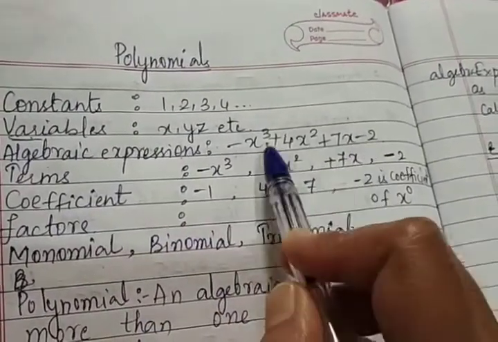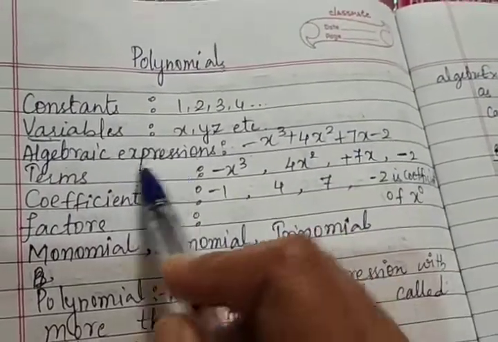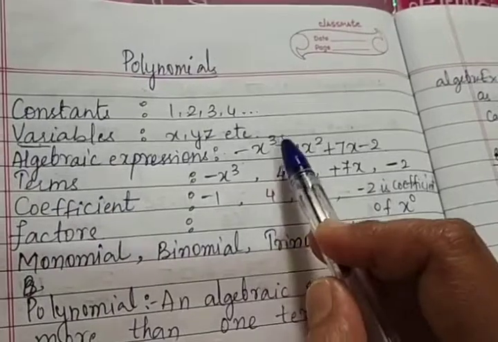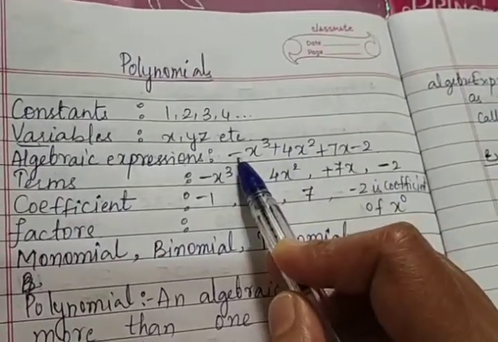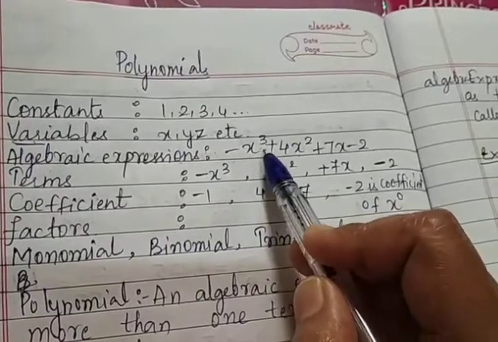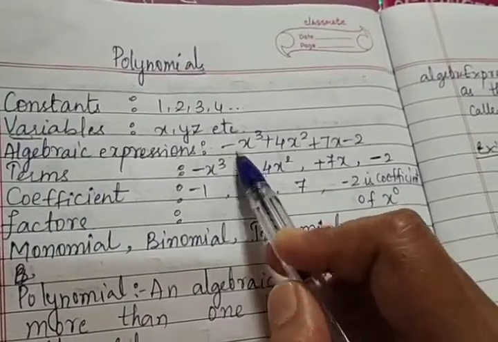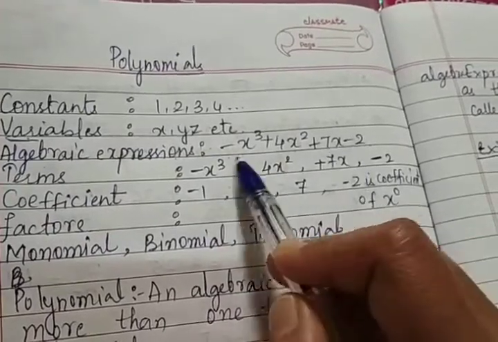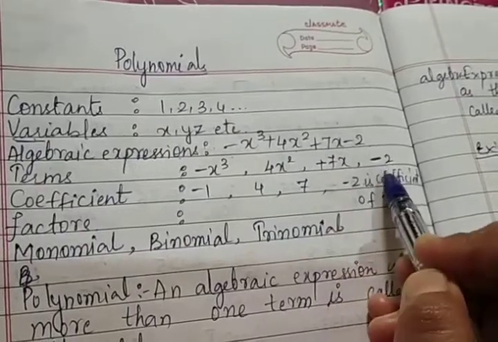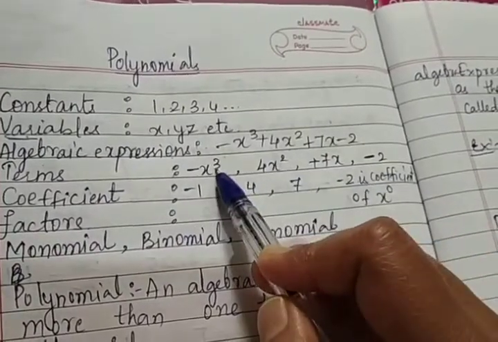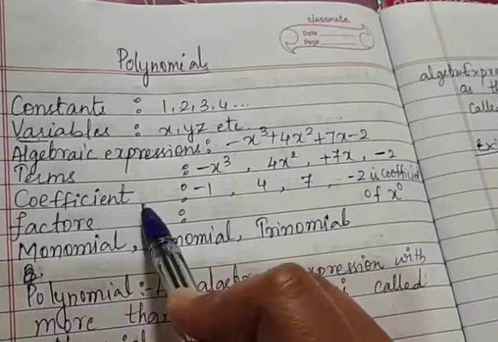You can observe: minus x cube plus 4x square plus 7x minus 2. Now what are terms in it? Terms are the parts of an algebraic expression. When we separate these parts with their signs, those are called terms. Like here, for the given algebraic expression, the terms are minus x cube, 4x square, 7x, and minus 2. That means how many terms does it have? It has 4 terms.